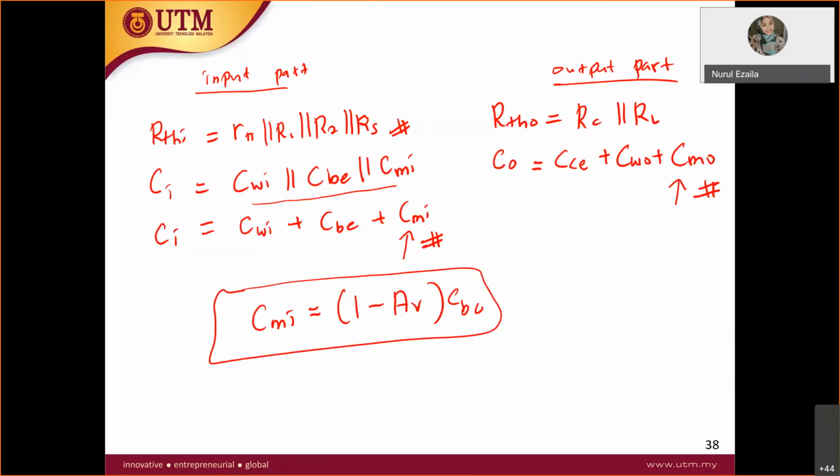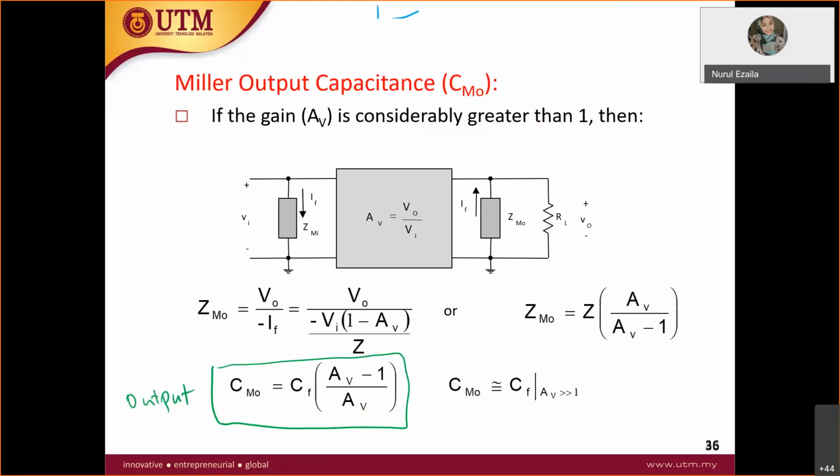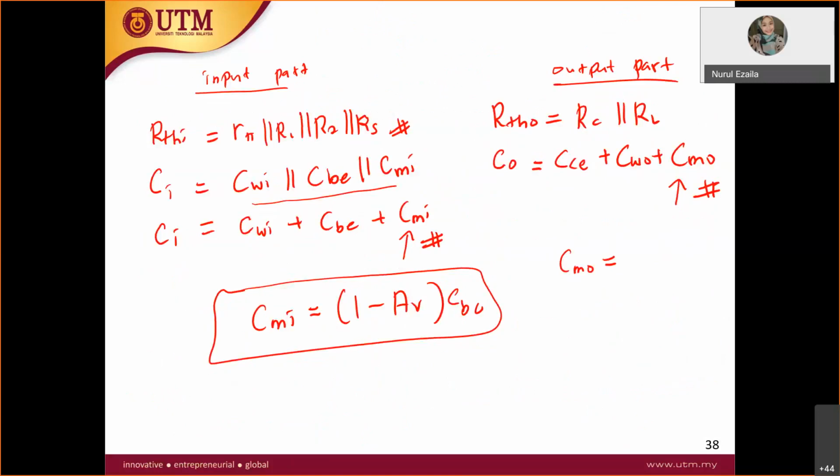How about the CM out? CM out is equal to CF times AV minus 1 over AV. CF here is CBC, the same thing. That's how you do it. I think you have everything here. You can solve the circuit now if you are asked to find it. That's it. Any question?